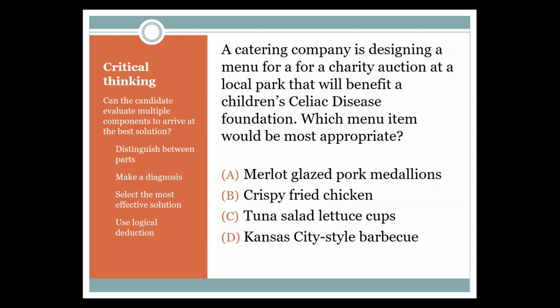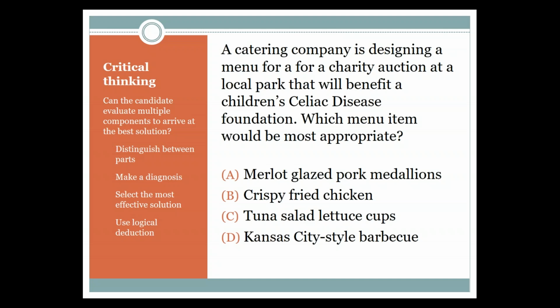The example given here is kind of a lower level, but still a critical thinking level question. We have a catering company designing a menu for a charity auction at a park for a children's celiac disease charity. And then they're given menu options to choose what is the most important. So we know, okay, this is celiac, this probably should be gluten-free, it's in a park, it has to hold up in the heat, it's for children, so it has to be children-friendly. All of these things are working to get to the correct answer here.